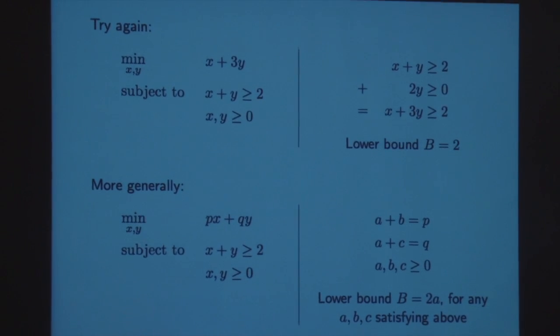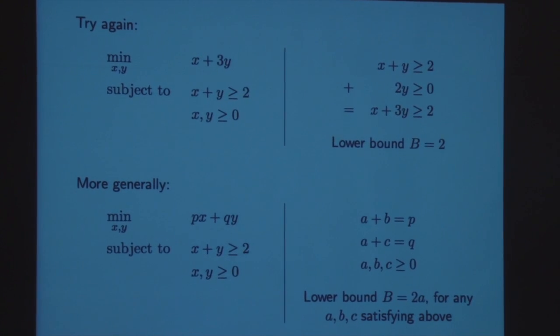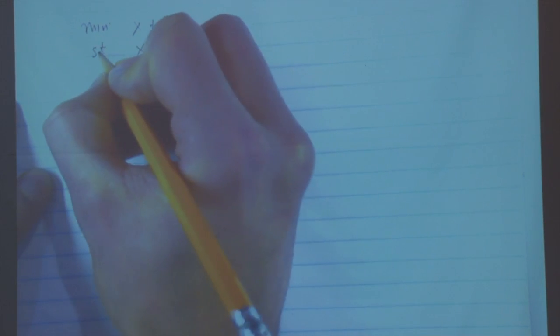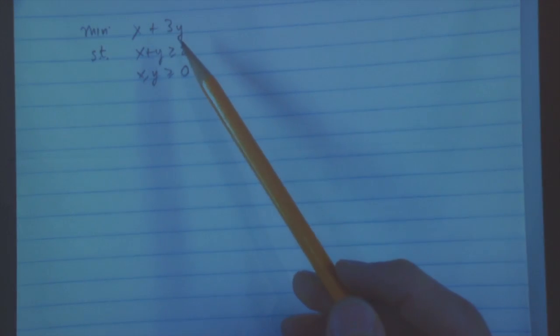And it helps to work this out on paper. So let's suppose we're trying to minimize the criterion x plus 3y. And we're going to be subject to the same constraints: x plus y is bigger than or equal to 2, and x and y are both non-negative. So how do I find an optimal bound, a lower bound on the optimal value of this linear program? What do I do here? Any thoughts?